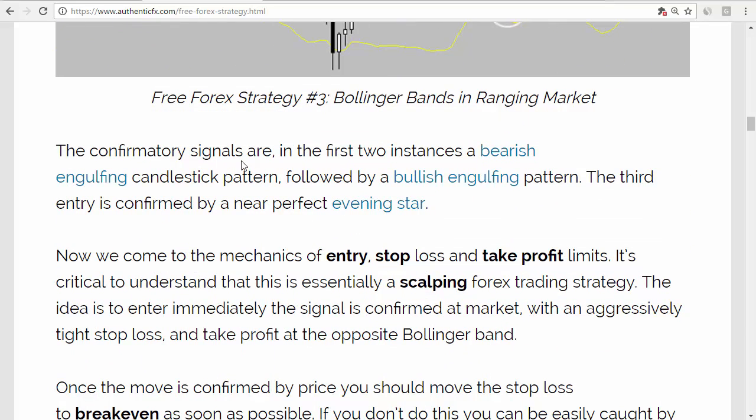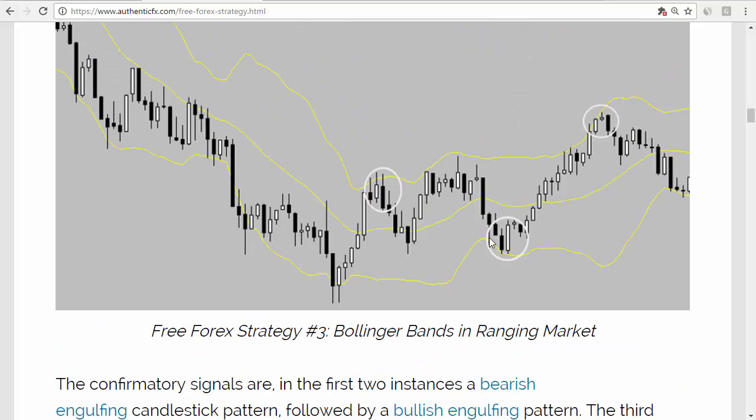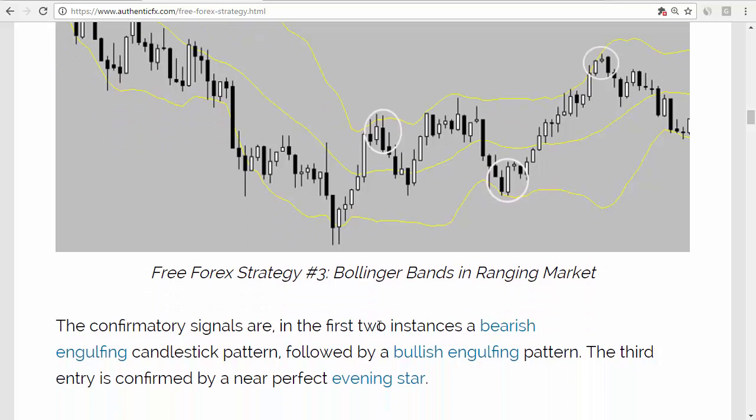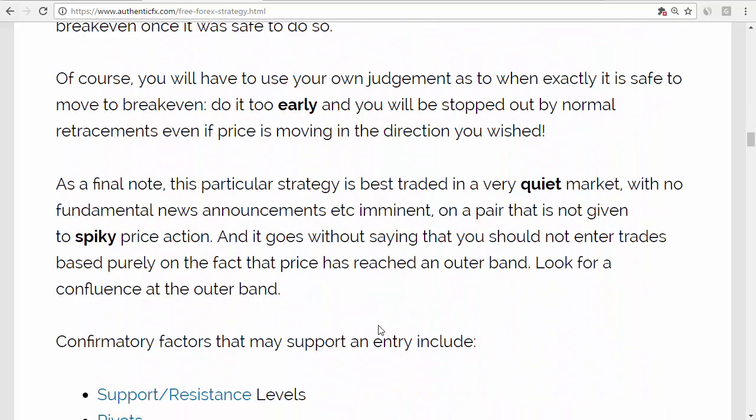So there's confirmationary signals again here. They're looking for bearish engulfing patterns, which are easy enough to do. Morning stars and that sort of thing. So you can see here there's your little morning star at the top there. So these are easy enough to build into an EA.